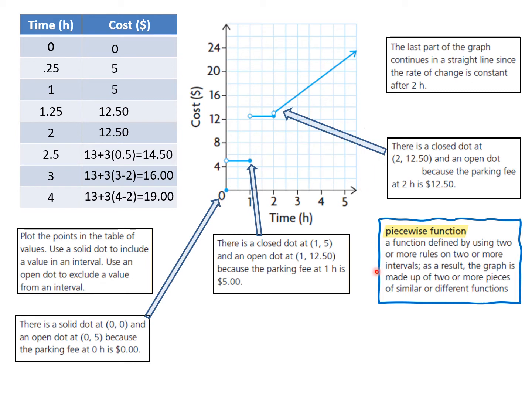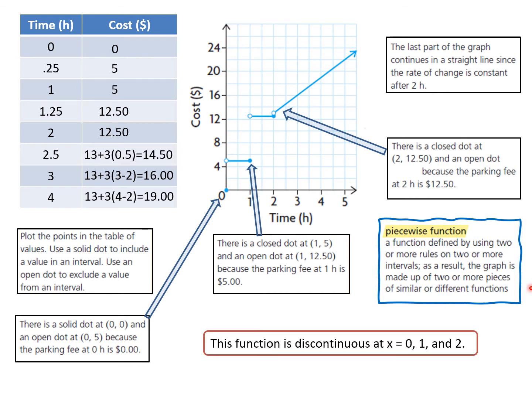What is a piecewise function? A piecewise function is defined by using 2 or more rules. So we have 3 different pieces in ours. So the graph is made up of 2 or more pieces of different functions. And just to recap a piece of vocabulary, this function is discontinuous because if I was drawing this with my pencil, I would put a dot here, then I'd have to lift my pencil up to go here, draw a straight horizontal line for the $5, lift my pencil up again. So anytime you have to lift your pencil up, it's a discontinuity.